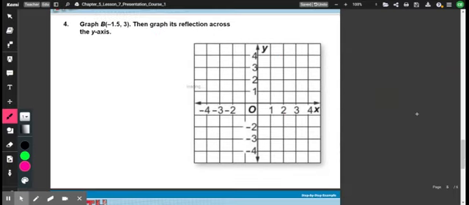If we look at the next example, we are going to graph B, which is negative 1.5, comma 3, and then we're going to graph its reflection across the y-axis.